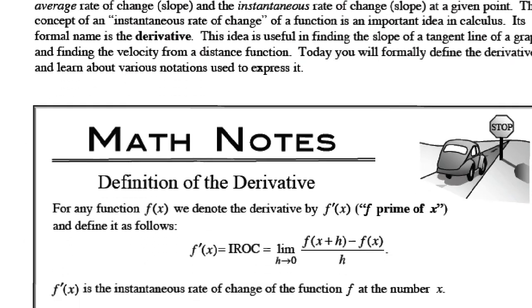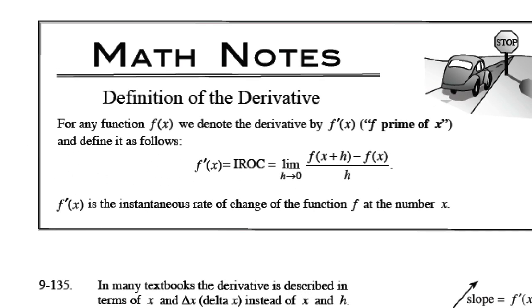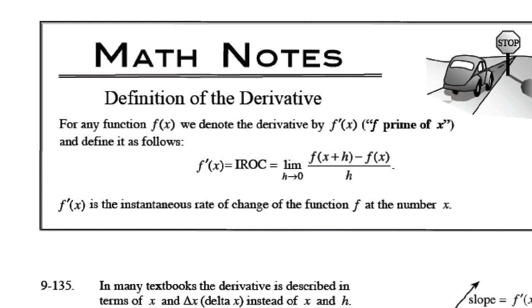Look at this one. I want to go over the math notes before I even get you to your toolkit. The math notes, the definition of the derivative. For any function f of x, we denote the derivative by f prime of x. So this is how you call it. And here you see the derivative is eventually calculated with the IROC, which is what you've been doing since section 9.2.1. And it's calculated as the limit as h is approaching 0 of f of x plus h minus f of x over h. So again, this is just a small extension of what you have been learning.